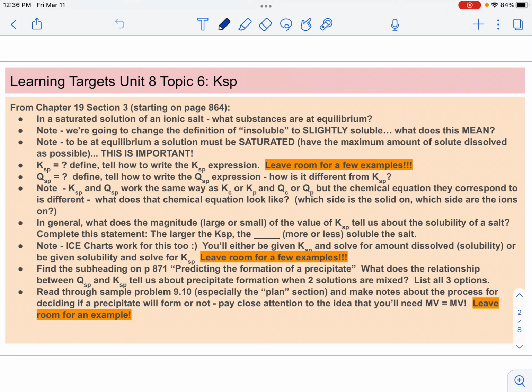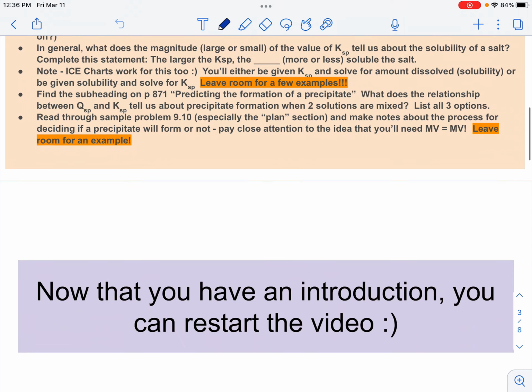So please make sure that you've completed these learning targets in your notebook before you watch the rest of the video. When you're ready, you can restart the video.